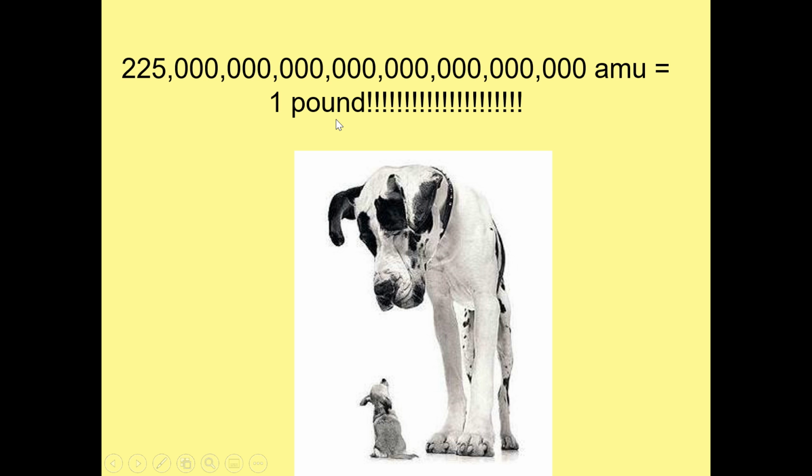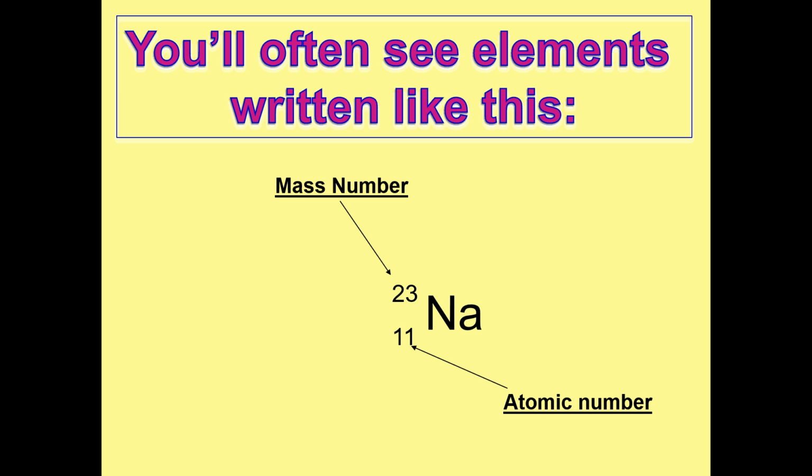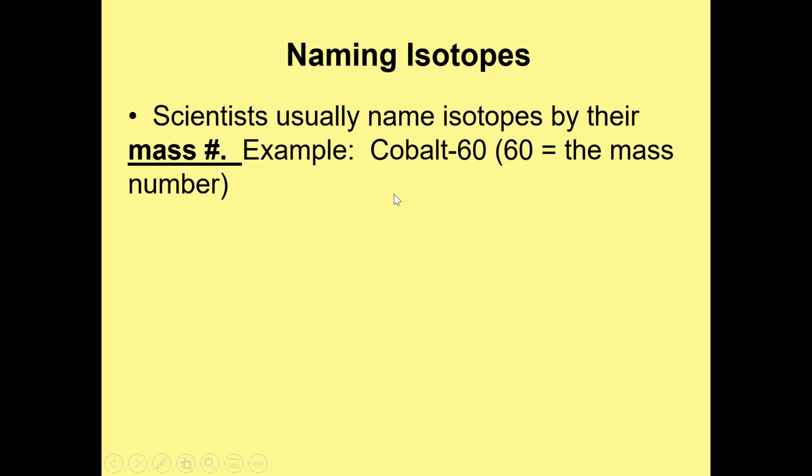So crazy. You'll often see isotopes written like this, where they've got the symbol and then they put the mass number in the upper left and the atomic number in the lower left. And we're going to get a little practice writing those. You'll also see that they name isotopes based on their mass. So cobalt-60. So I always joke, you know, what if it was Miss Baker 120? I wish. And so, yeah, luckily we don't name people after their weights, but atoms are named after their mass number.